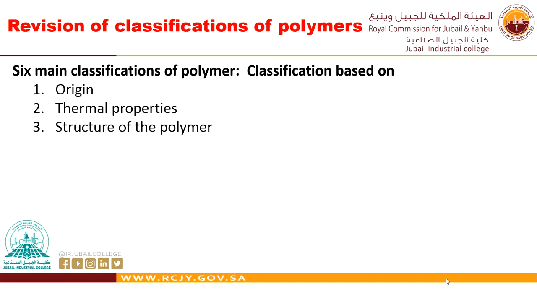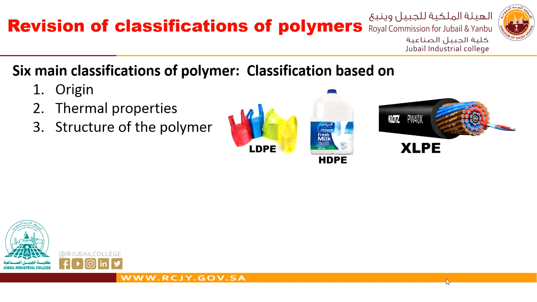For example, low-density polyethylene is usually soft and flexible, and therefore it is used for packaging, and this is what you find in most of the supermarkets. The high-density polyethylene is relatively stronger than low-density polyethylene, and it is used for the packaging of soft drinks or Laban like Almarai. This container is made from high-density polyethylene. Also, the cap here is made from high-density polyethylene.